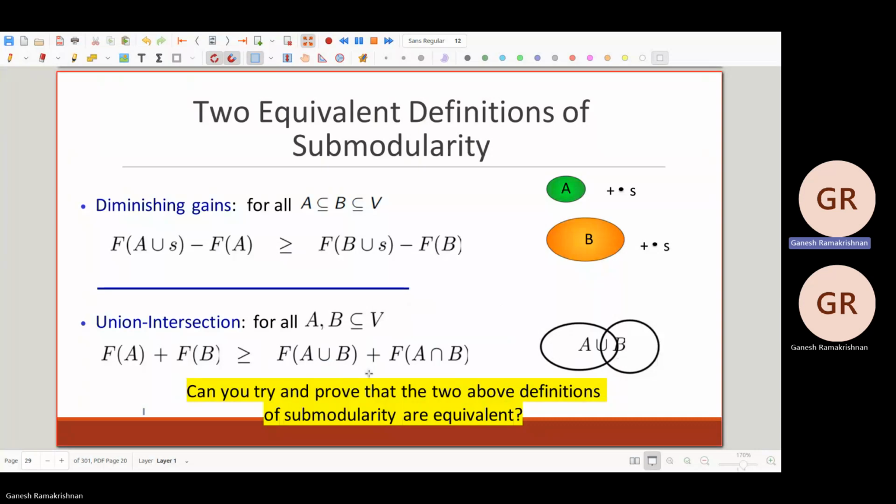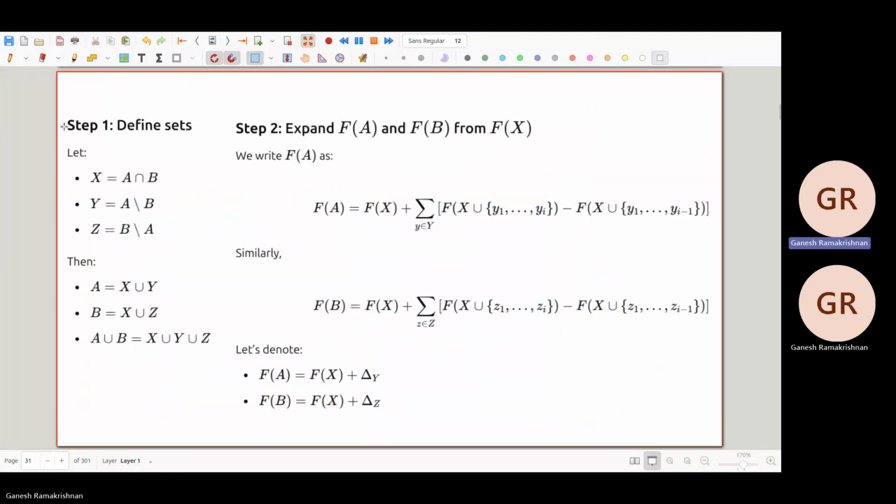Okay? You understand? This is basically the modularity inspiration. You're saying, well, if they were modular, I would have had equality if I take it element-wise, but now that's not going to be the case. The first step is you define this. I have defined it slightly differently in the slides. So I have defined X as A intersection B, this is Y, this is Z. Sorry, X is A intersection B.